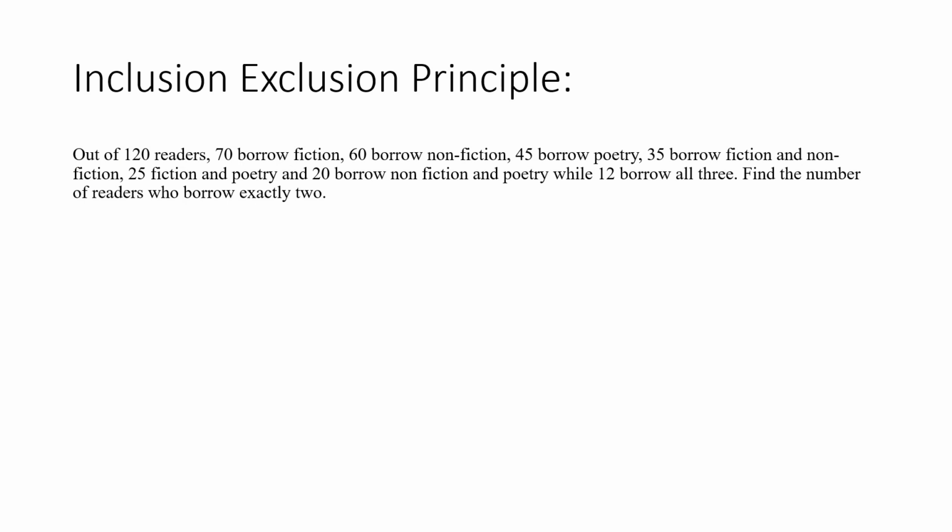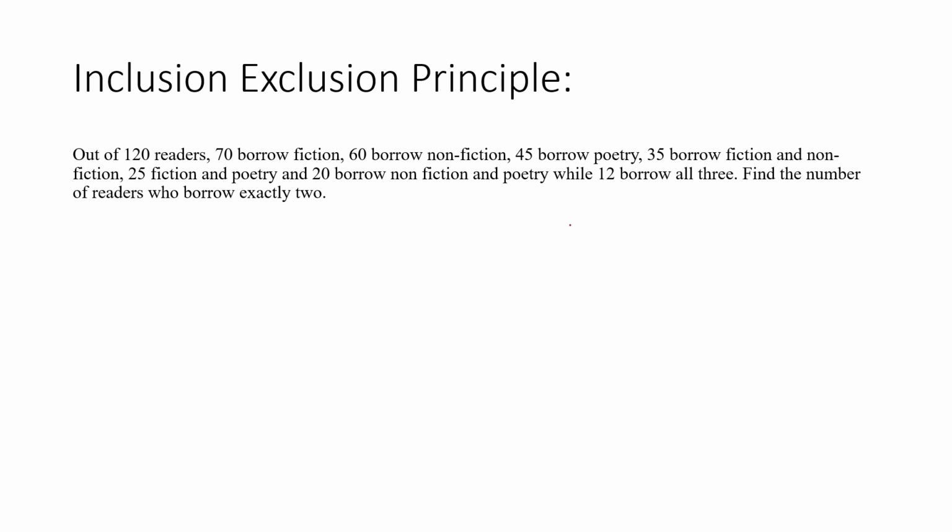In today's video, we will solve another problem of inclusion-exclusion principle. Here we are given that out of 120 readers, 70 borrow fiction, 60 borrow non-fiction, 45 borrow poetry, 35 borrow fiction and non-fiction, 25 fiction and poetry and 20 borrow non-fiction and poetry, while 12 borrow all the three. Find the number of readers who borrow exactly two.